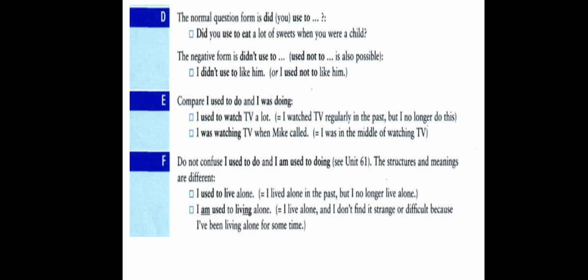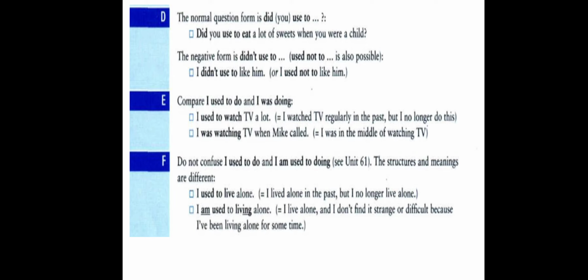In the second example, I was watching TV when Mike called means I was in the middle of doing the action. I was in the middle of watching TV when Mike called. The action was in the past. It was continuous at a certain point of time when Mike called. It started before that point of time and continued after that point of time. So when Mike called, I was in the middle of watching TV in the past. So here we use past continuous. We have already studied this part.